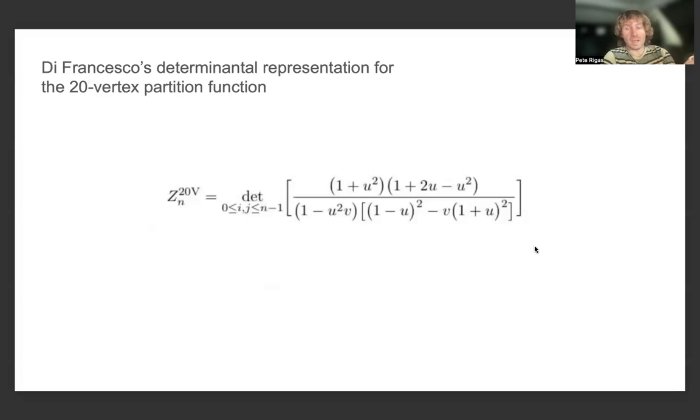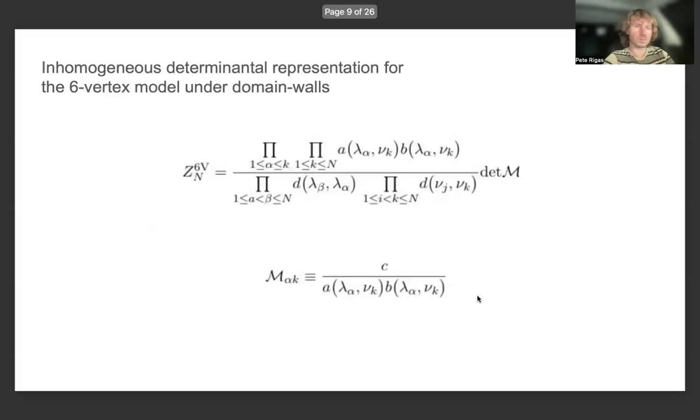And as I had alluded to, the determinantal representation is taken as a determinant of a matrix with entries from between 0 and n minus 1. And it's given by 1 plus u squared or 1 plus 2u minus u squared, as well as being normalized by some non-zero expression. And as we had alluded to in the last slide, the inhomogeneous determinantal representation for the 6 vertex model under domain walls takes the following form, in which, like I had drawn the attention of the viewer to, appears in this representation.